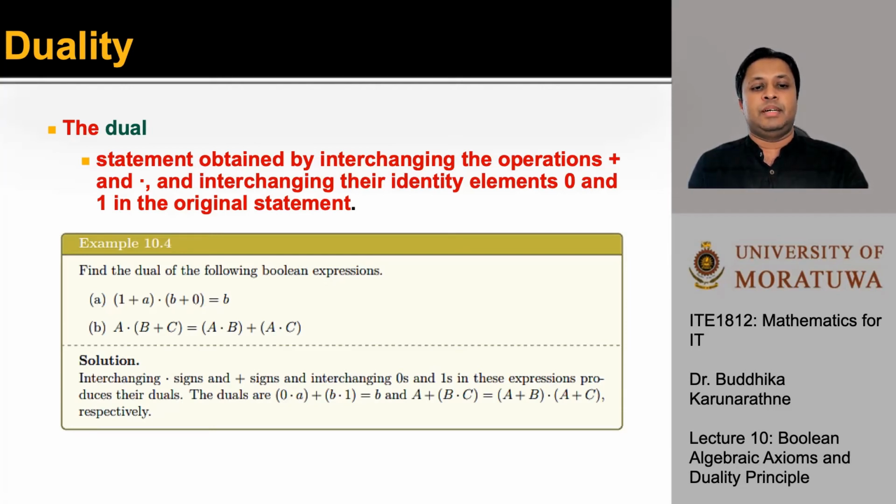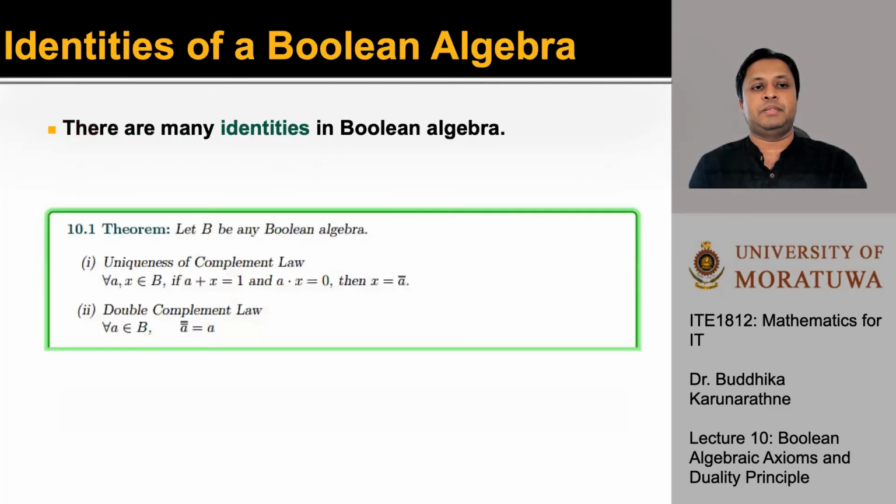And for the other statement B, you get a plus b dot c is equal to a plus b dot a plus c. So it's straightforward to get the dual of a Boolean expression. Now we move on to the identities of Boolean algebra. We can identify many identities in Boolean algebra. The given theorem here provides identities for Boolean algebra.